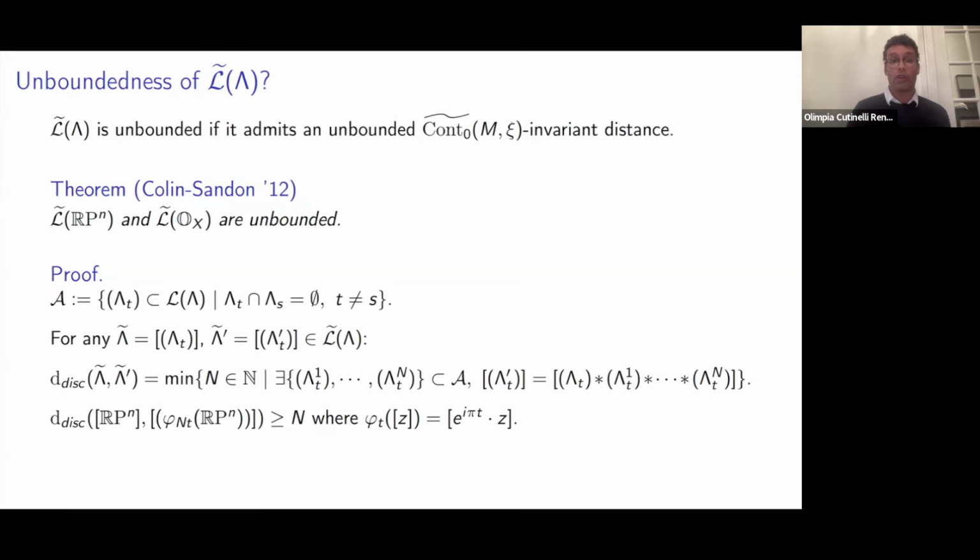And actually, Vincent Colin and Sheila Sandon show that you cannot get rid of these intersections. They use Givental's nonlinear Maslov index to show that you cannot get rid of them. So by applying the Reeb flow to this Legendrian RPN, your distance grows as the number of iterations of the Reeb flow.